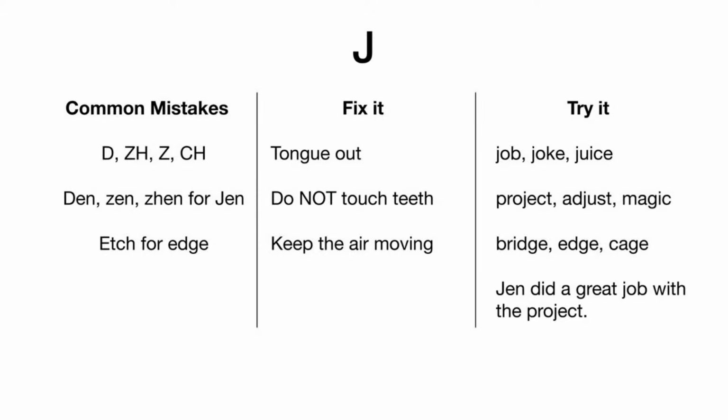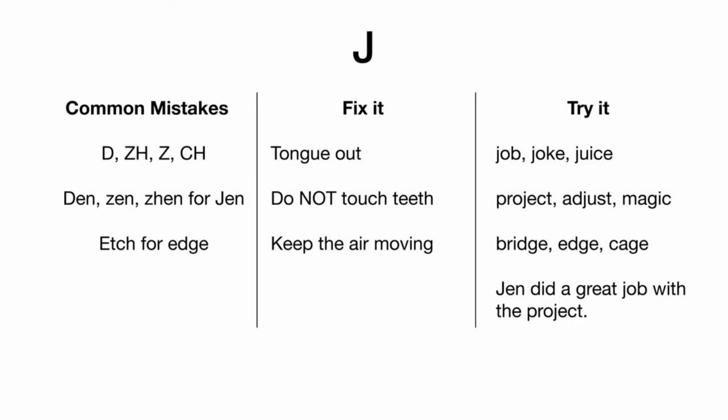All right, very good. All right, moving on to the J sound. This J sound is not common in a lot of major languages in the world. And so people just don't know what to do. So if you don't have the sound, you use something that's similar. So I hear all kinds of things for this. I sometimes hear D, J, Z, or Ch. So I will hear den, zen, or gen for Jen, and etch for edge.